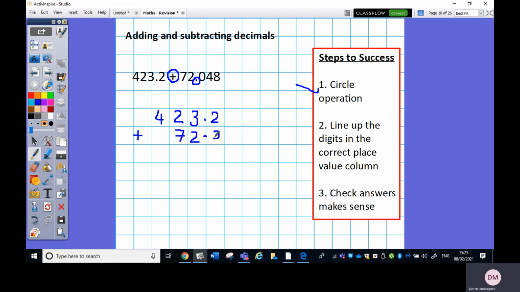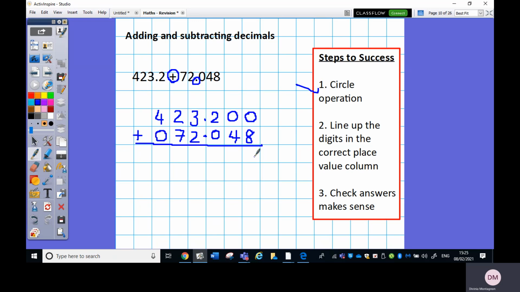Then I'm going to put 0, 4, 8. Now, what must I do when there's a space? Can I just leave them empty? No, I need to put a placeholder in. Good, placeholder here and here. You can also put one here if you want. We haven't in the past, but you can.